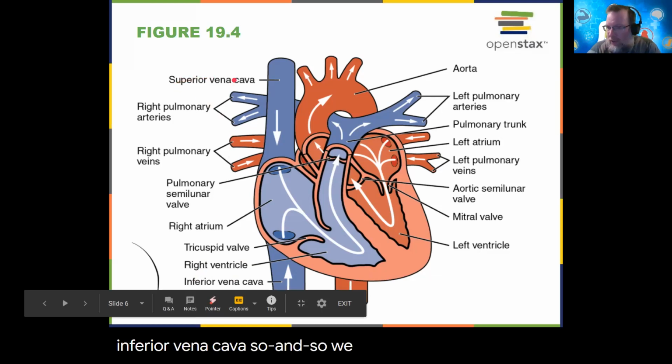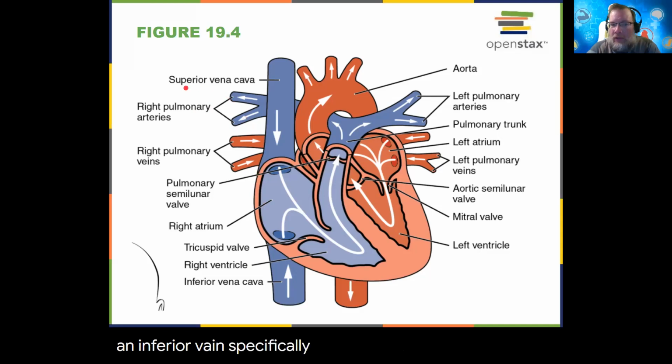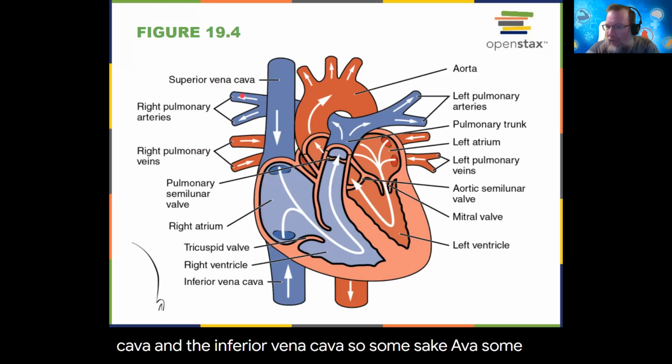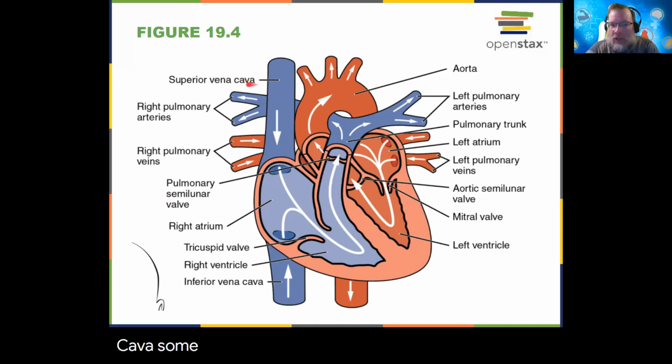So we have a superior vein and an inferior vein. Specifically, they call them the superior vena cava and the inferior vena cava. So some say cava, some say cava. If we're talking about multiples, they say the vena cavae.